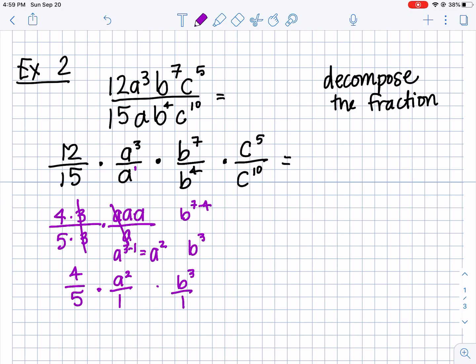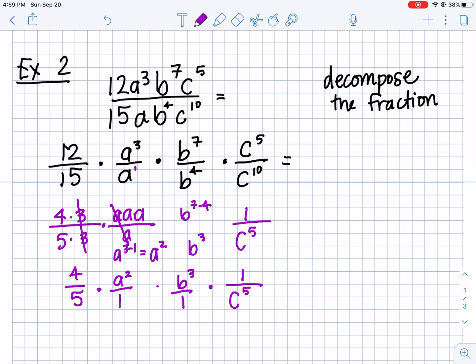And then finally, I deal with my c's. Now, again, I could think about this expanded out, or I could do the subtraction. I like to think about it expanded out. I just visualize 5 c's in the numerator and 10 c's in the denominator, and canceling them all out. And what I end up with are no c's in the numerator and 5 c's in the denominator. So I get 1 over c to the 5th.